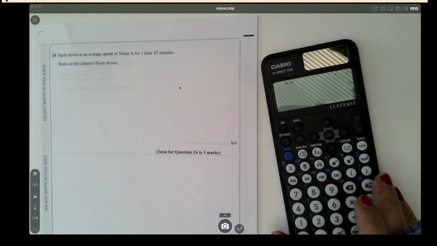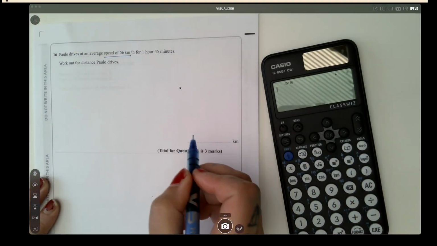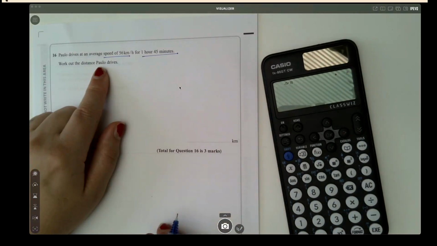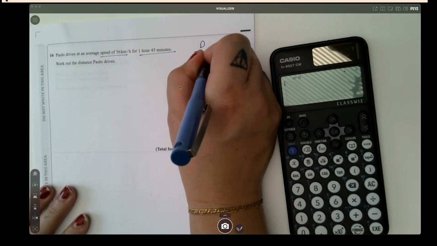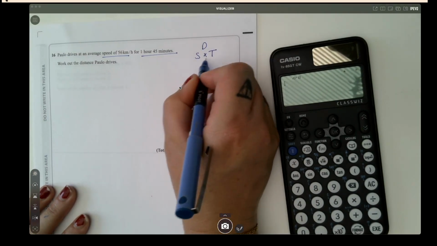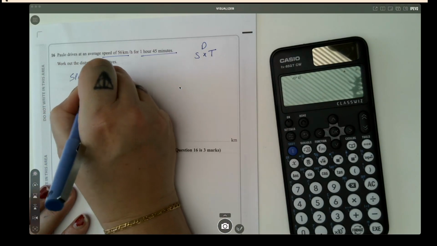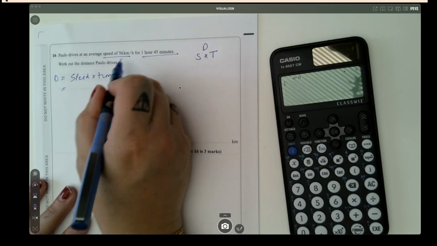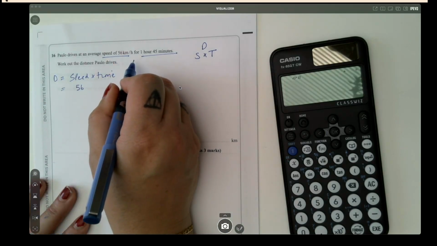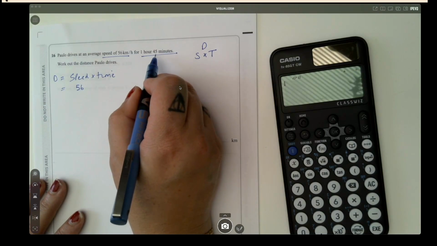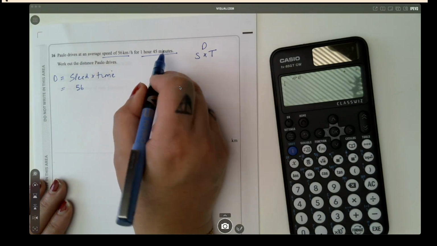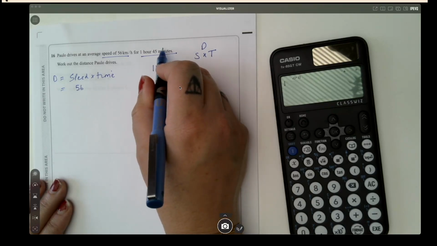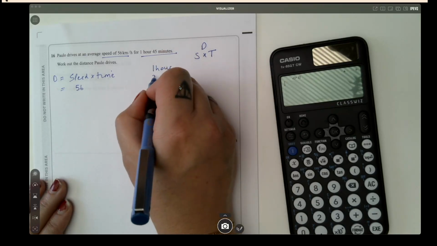Question 16. Paolo drives at an average speed of 56 kilometers per hour for 1 hour and 45 minutes. Work out the distance that Paolo drives. So speed, distance, time. To work out the distance, we're going to do speed multiplied by time. Okay, so we know that the speed is 56 kilometers per hour and we have the time as 1 hour 45 minutes, but we need that as a decimal time. So 1 hour and then the 45 minutes is 3/4 of an hour.